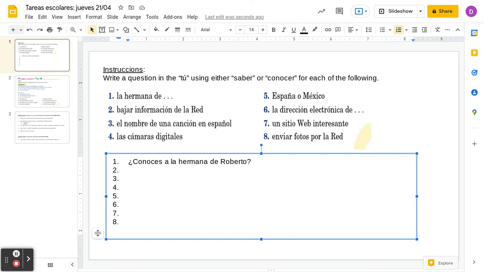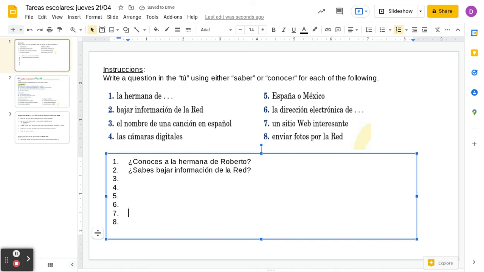And the second one, it says bajar información de la red. Now that means download information from the web, but you don't actually need to know what it means. You can just see that it's bajar, it's an action, and so it's how to do something, so we should use saber. ¿Sabes bajar información de la red? Okay.